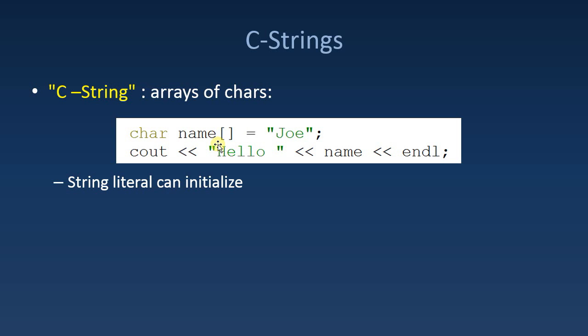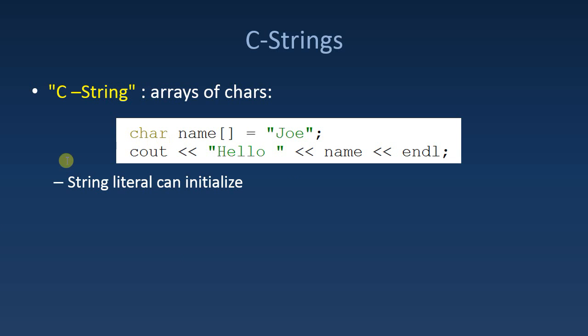And they're treated slightly differently than normal arrays. Basically, there's some special tools. We're allowed to initialize them with string literals. We can also print them like this. So I can see out hello and then Joe. Normally, trying to print an array would just print the memory address, but character arrays are treated special.